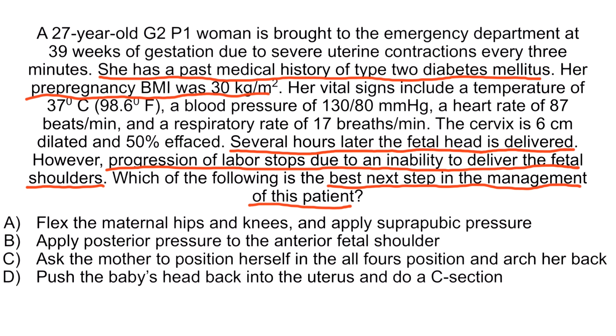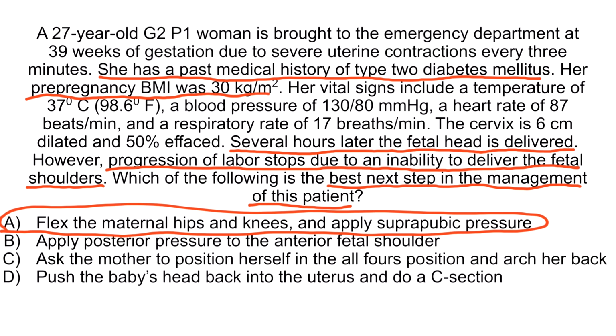All right, this patient with a past medical history of type 2 diabetes mellitus and a pre-pregnancy BMI of 30 presents in labor several hours after the fetal head is delivered, but then the progression of labor stops due to the inability to deliver the fetal shoulders. This is a classic description of shoulder dystocia. So with this in mind, the best next step in the management of this patient is to perform the McRoberts maneuver. In other words, we should flex the maternal hips and knees and apply suprapubic pressure. Therefore, the correct option is A. Flex the maternal hips and knees and apply suprapubic pressure.